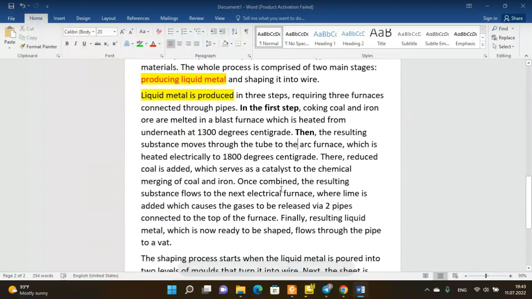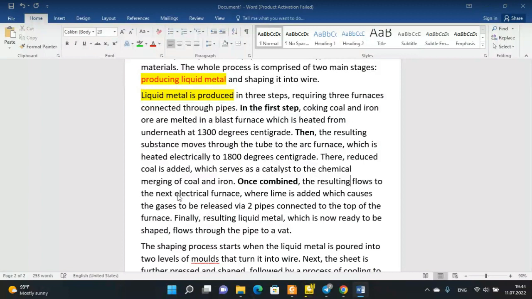Once combined. That's also a very nice structure. So this is again sequencing language that shows that I'm going to talk about what happens after this, right? Once combined, the resulting substance. So this is repetition, which is not good. How can we rephrase it? Maybe the mixture. I don't know. Okay, the mixture. We can say it's a mixture.